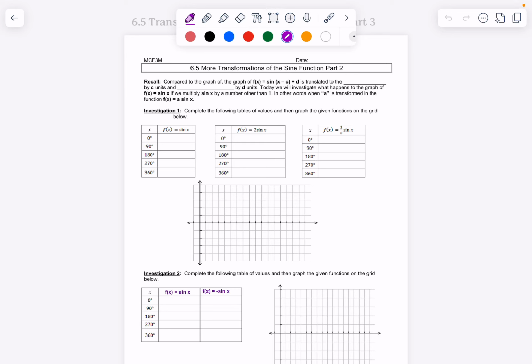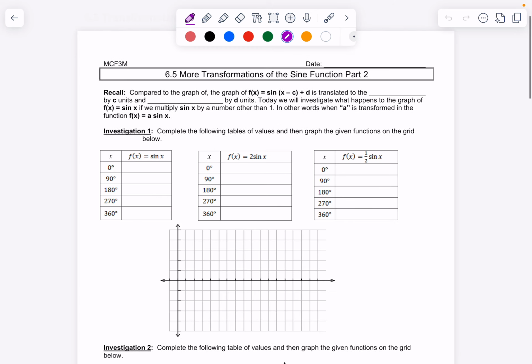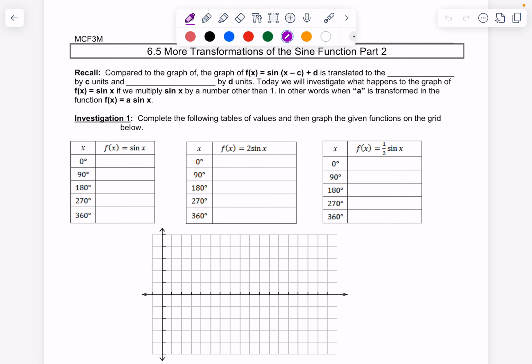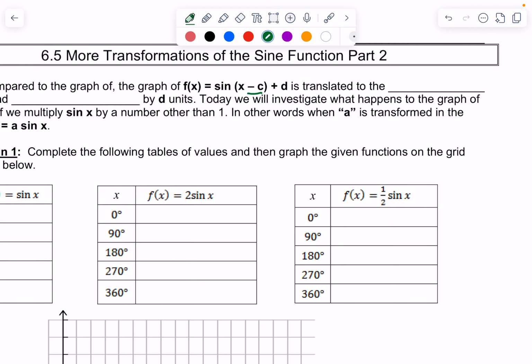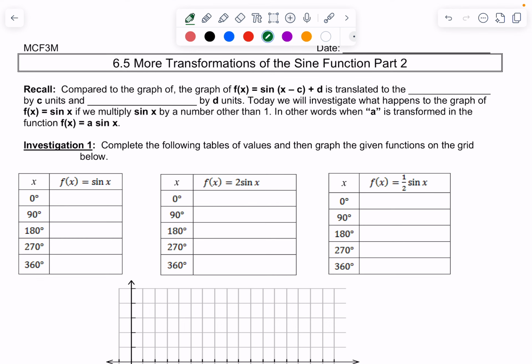All right, so part 2 of the transformations, still on 6.5, so we're still talking about transformations of the sine function. In yesterday's lesson, we compared graphs that had the c and the d value, right? So we looked at having these added into a function and how those transformed your function. All right, so compared to the graph, f(x) = sine(x - c) + d is translated to blank by c units and blank by d units. So right, left, because that's what the c deals with, and then up, down is what the d deals with.